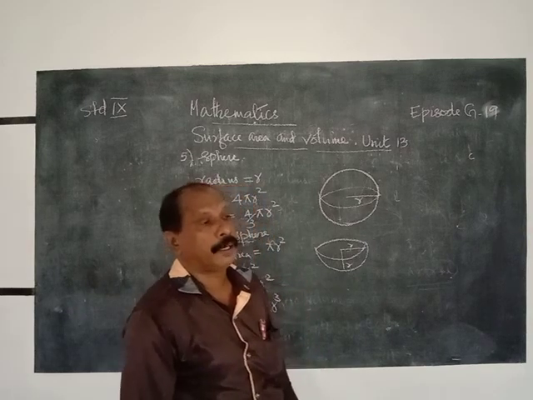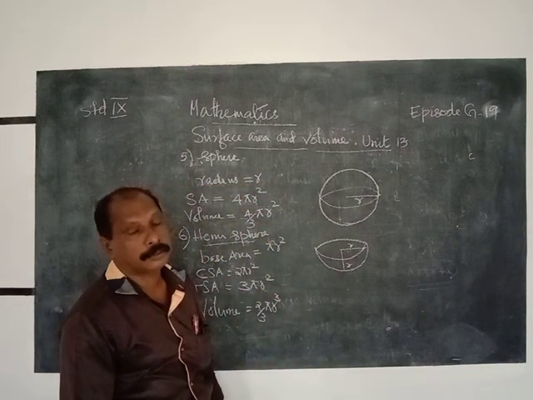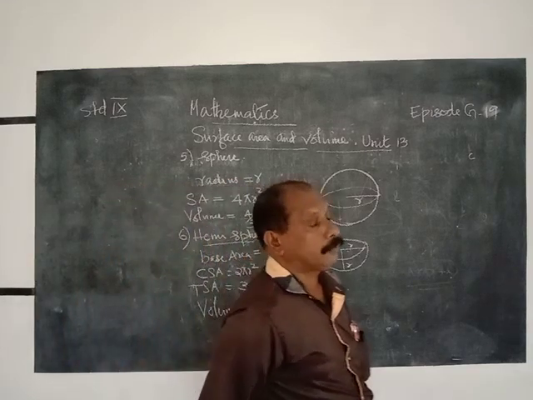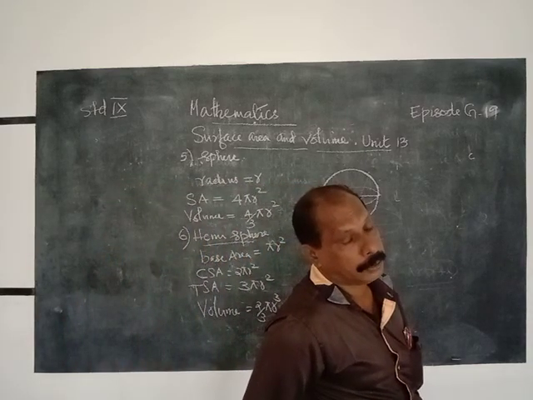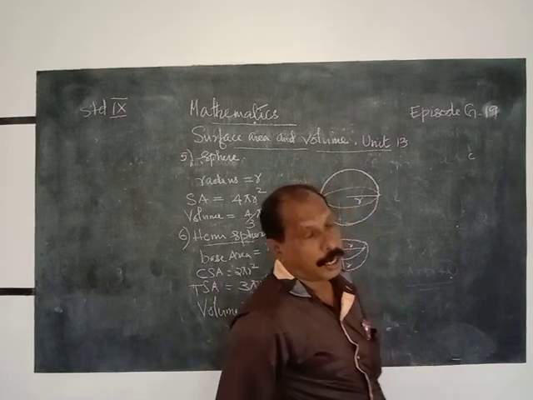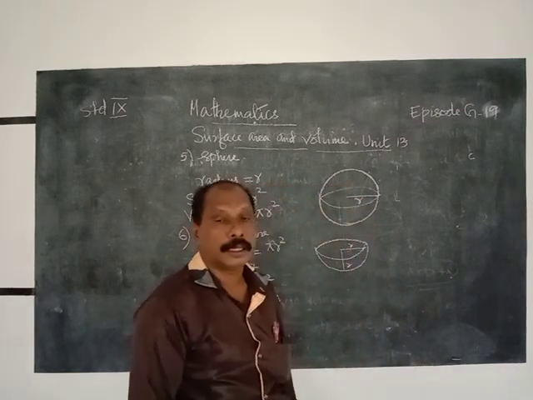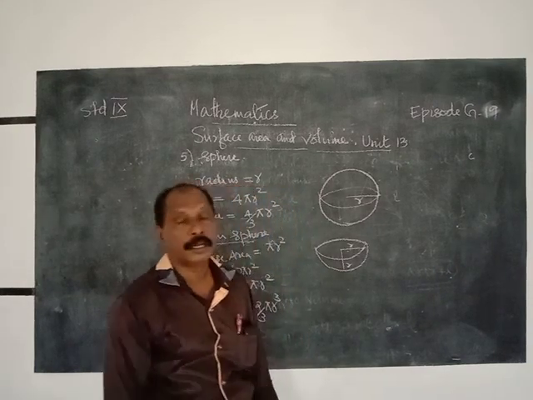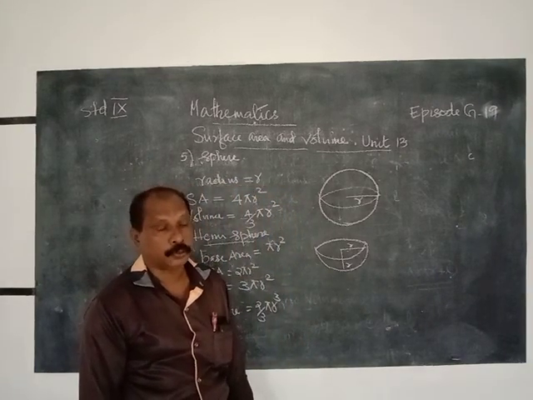Then the base of a solid is a circular path, therefore there is a curved surface, it is a cylinder. For a cylinder there are two base circular paths and one curved surface. The height of the cylinder is h and the radius is r, therefore the base area of the two bases is 2 pi r square and the curved surface area is 2 pi r h.